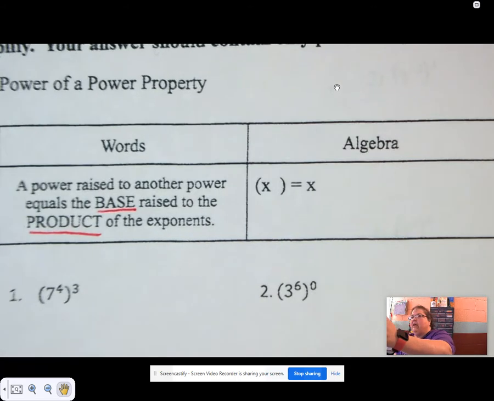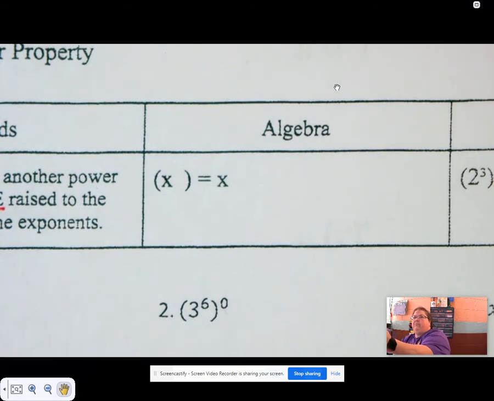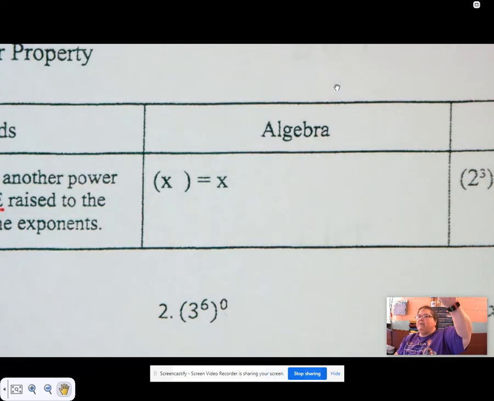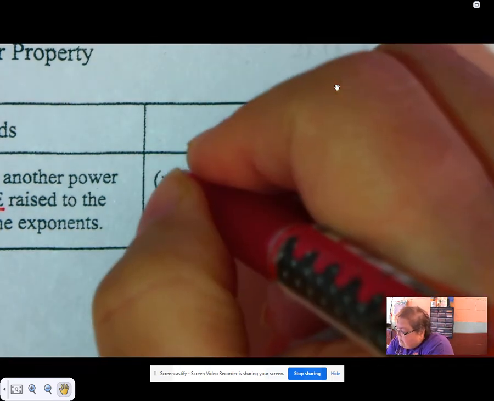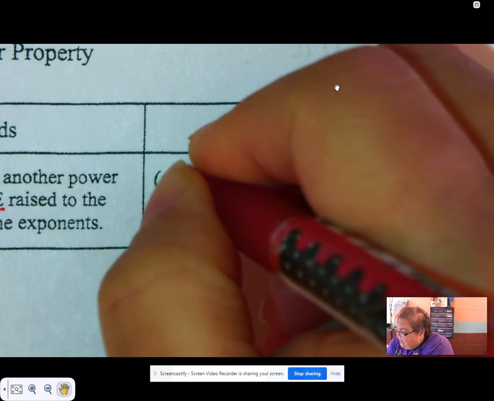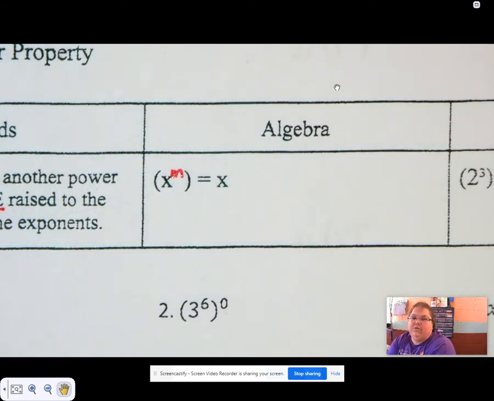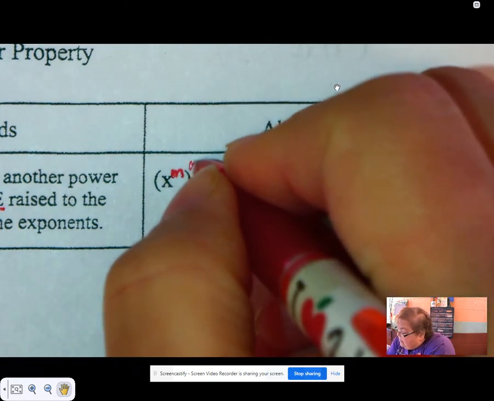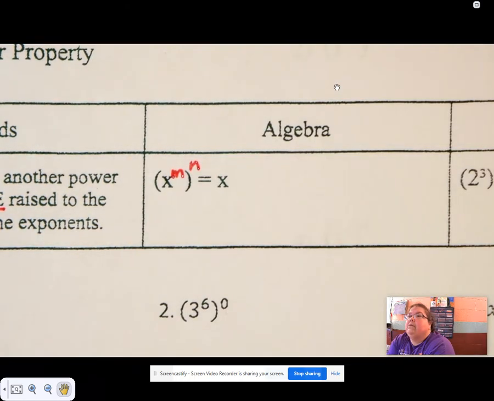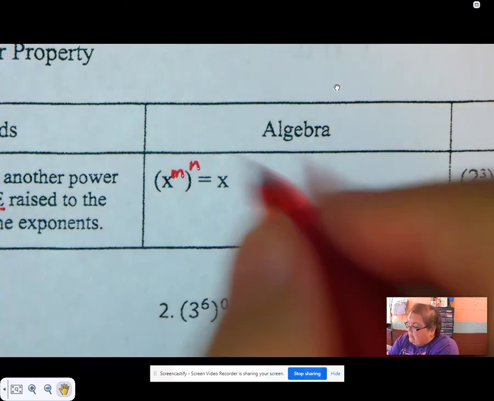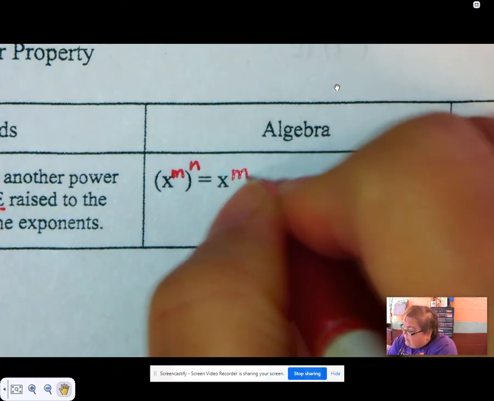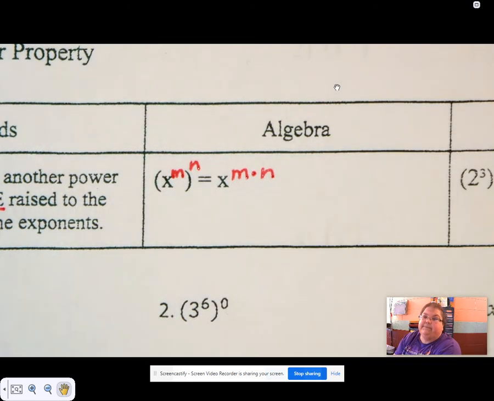So in algebra, it looks like this. Power to a power means I have parentheses every time. In algebra we just use variables: x to the power of m, raised to the n power, is x to the m times n. Okay?